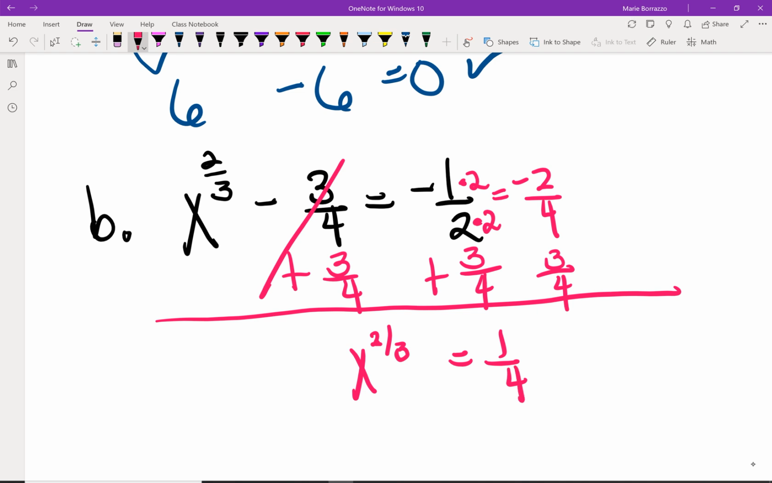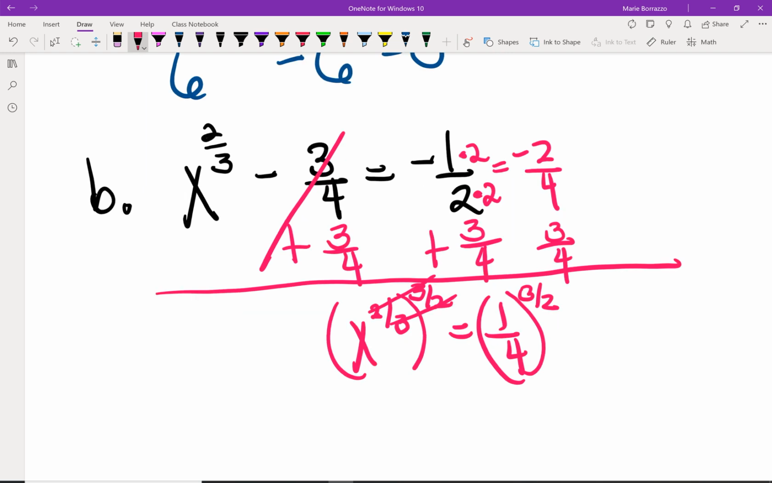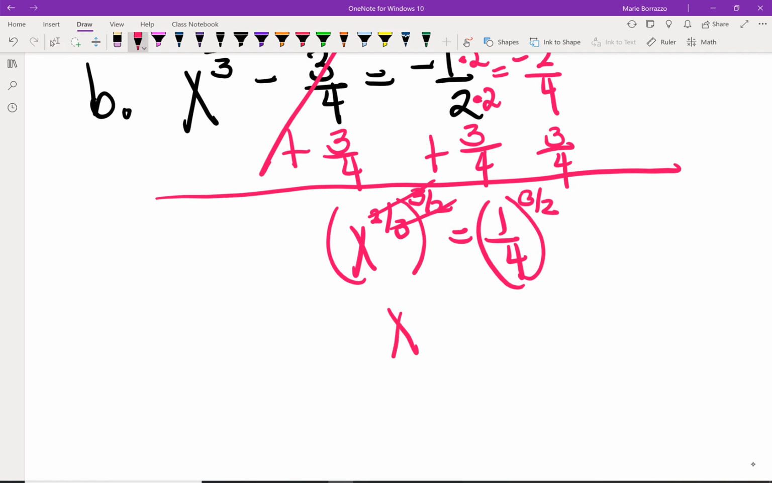Now, to get rid of that 2/3 and release the x, you're going to raise it to its reciprocal, hence 3/2 on both sides. So this all cancels, right? Because that becomes 6/6, which is 1, leaving you just the x, and this is equal to basically plus or minus 1/8.